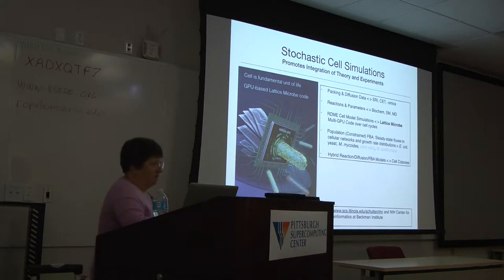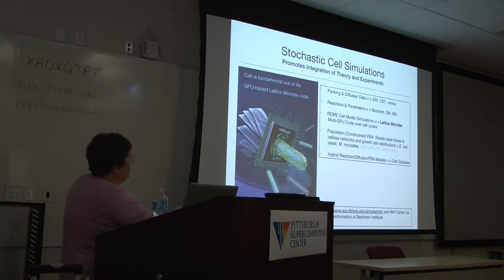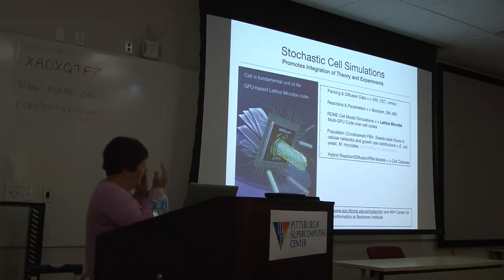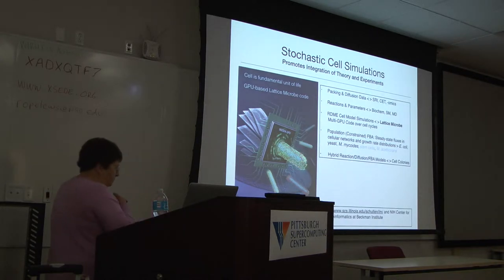You need a ton of experiments. You need information, say, about the packing and diffusion data, then SRI, that stands for super resolution imaging, because they can now track these particles. In fact, if you look at the Nobel Prize from 2 years ago, it was essentially given to those guys, like Moerner at Stanford and Betzig and Stefan Hell in Germany, because those guys track molecules in the cell.